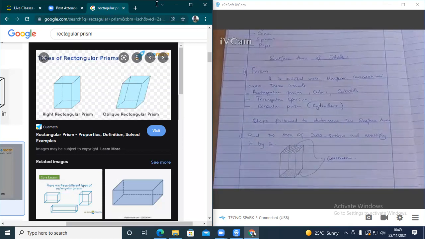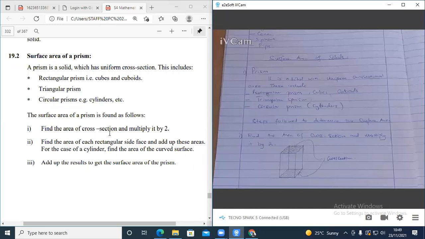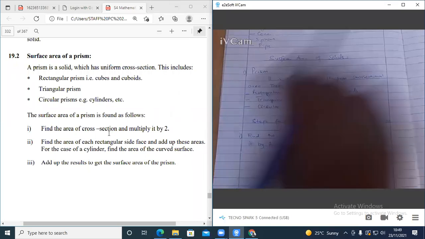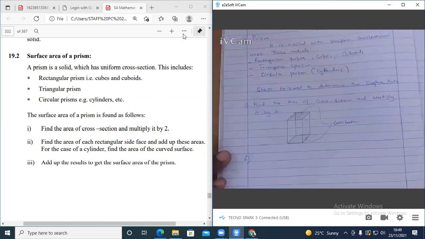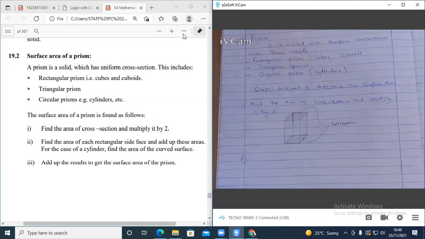Then the second step, let us see the second step. If you have a question, you can ask. So let us see the second step. The second step, they are saying find the area of each rectangular side.